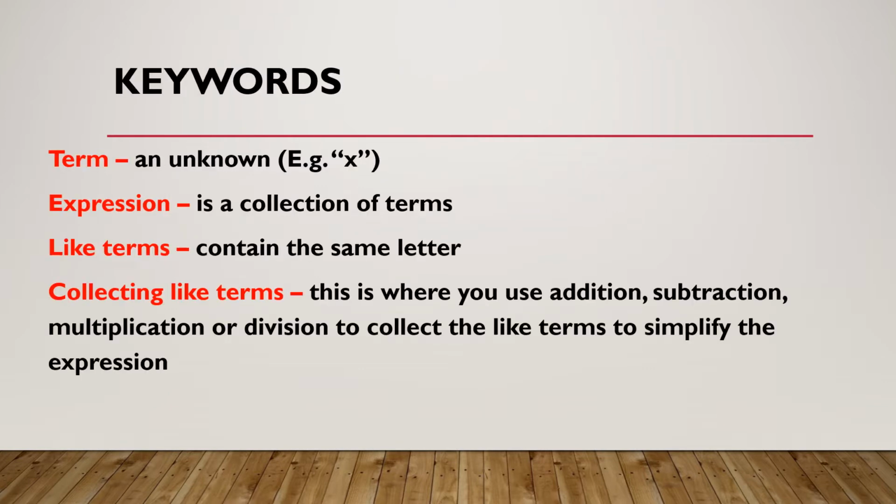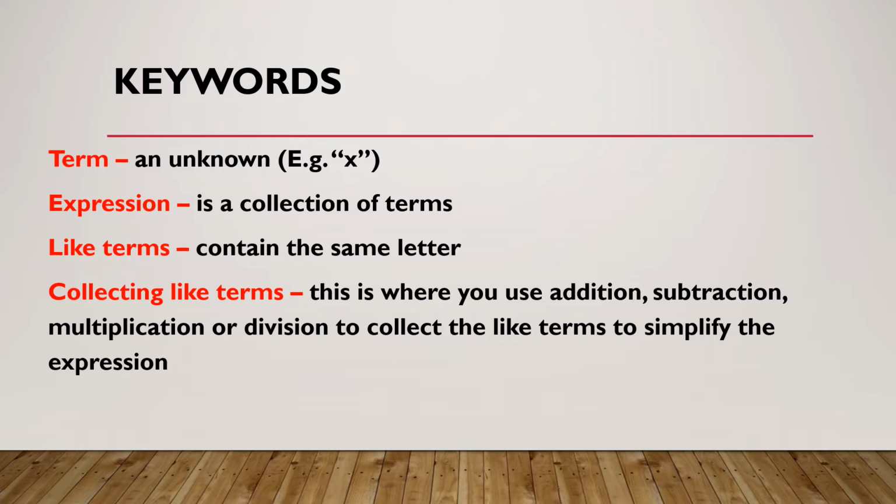The key words that we're going to be using today are term. Now a term is your unknown, for example your x's, your y's, your a's, your b's, whatever letter they've chosen. An expression is a collection of terms. Now we're also going to look at equations in other lessons. An equation has an equal sign, an expression does not. So like 2a plus 2b is an expression, 2a plus 2b equals 70 is an equation.